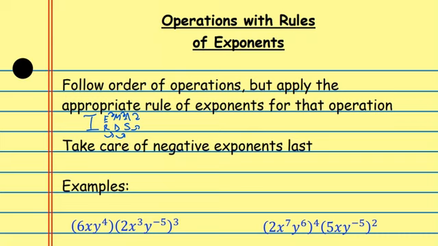So I'm still doing inclusion symbols first, then exponents next, then multiplication and division, and then addition and subtraction, but I have to follow the rules of exponents for those individual operations, okay? And the other thing is negative exponents. Negative exponents, almost always save those for last. Take care of negative exponents last, ignore them, just treat them like negative numbers in the process of the operation, and then deal with them at the end, flipping them to the other side of the fraction bar, okay?